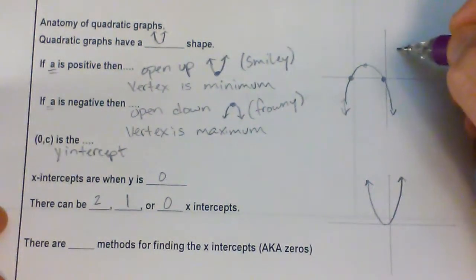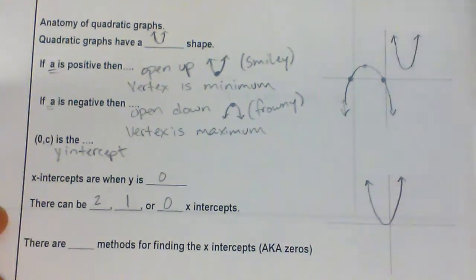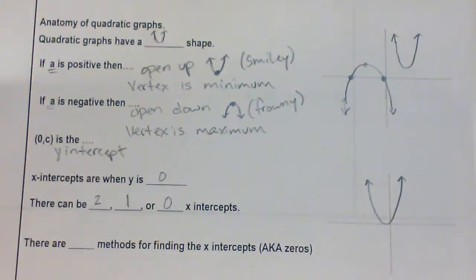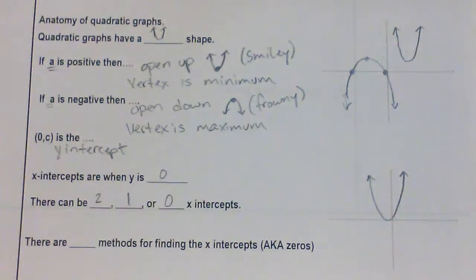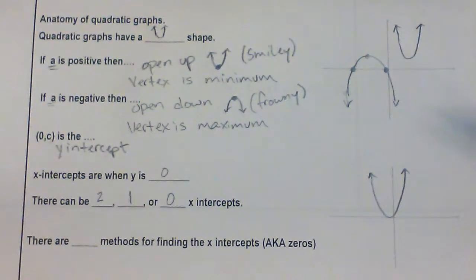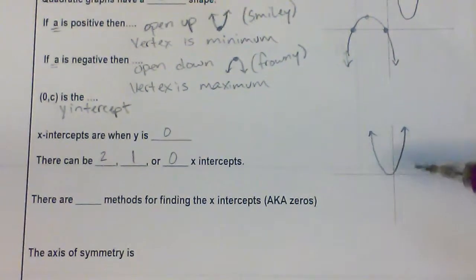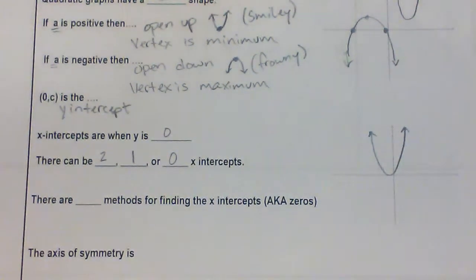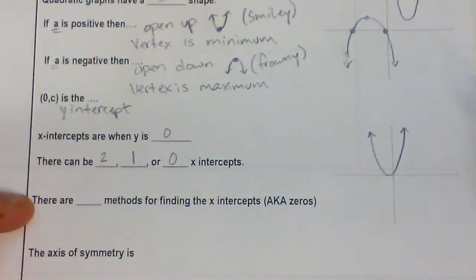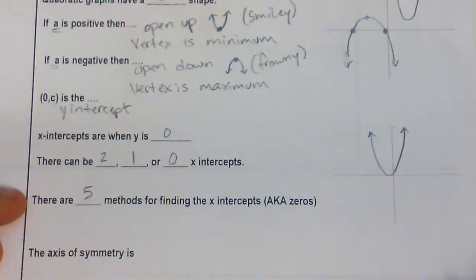So let me do a third one, maybe over here. This one turns before it hits the x-axis, so it's possible to have no x-intercepts. They're always going to have a y-intercept because they're always spreading to the left and right infinitely. But they do sometimes turn before they hit the x-axis, so they don't always have an x-intercept. X-intercepts are a big part of the unit. There are 1, 2, 3, 4, I'm going to say 5 methods for finding the x-intercepts, and that's going to cover a number of chapters.